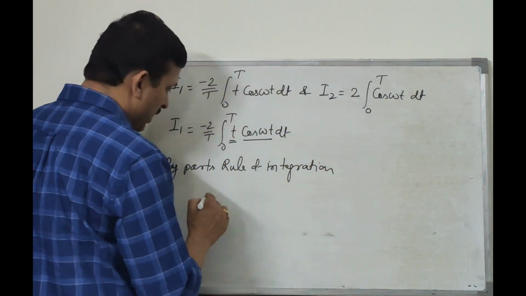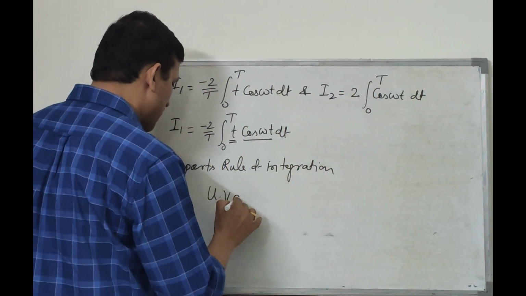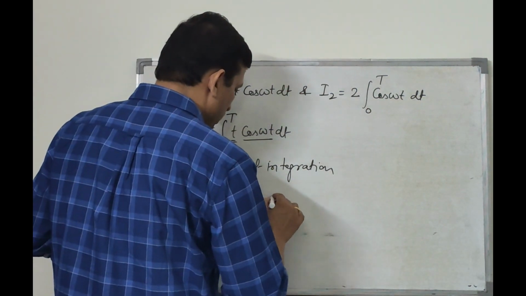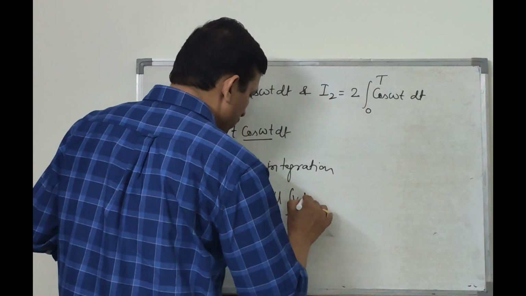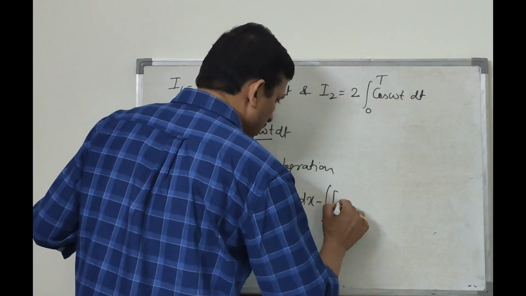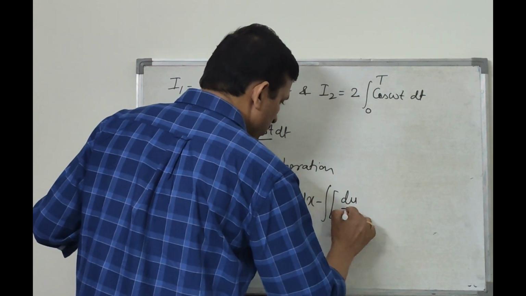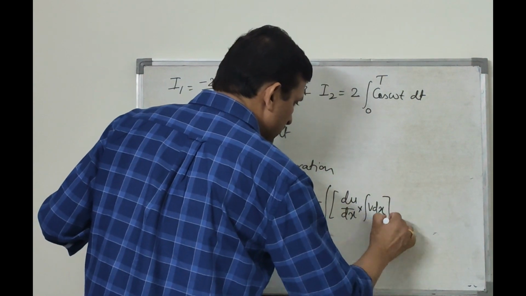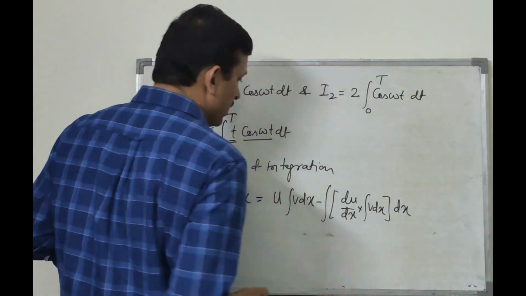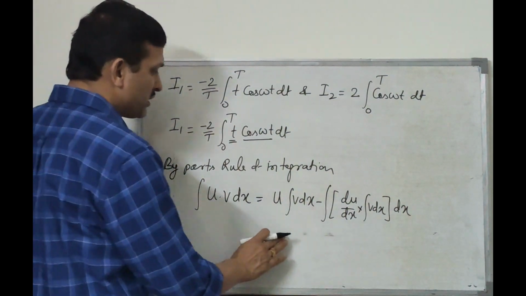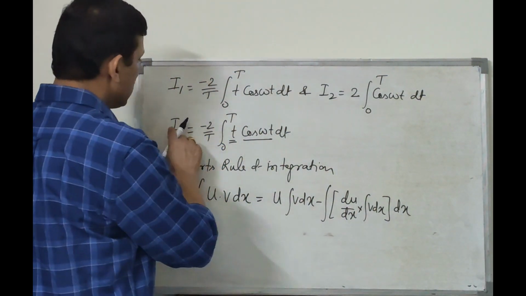What that rule is: if two functions are multiplied, then the integral will be u times integral of v dx, minus integral of du upon dx times integral of v dx, then integral of the whole. This is the by parts rule of integration. We'll use it here. Then what will this I1 be?